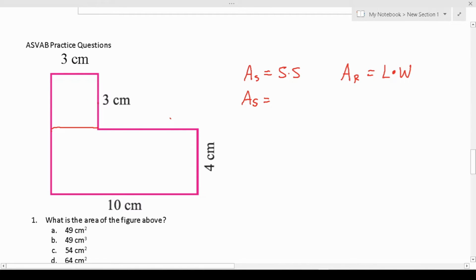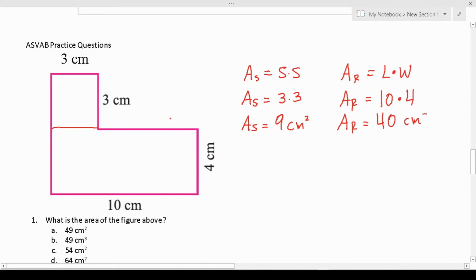The sides of this square, as we can see, are 3 and 3, so this is going to be 3 times 3. So its area is going to be 3 times 3 or 9 centimeters squared. Now let's work on the rectangle. Its length, as we can see, is 10, whereas its width is 4. So let's plug those in. 10 times 4 is 40.